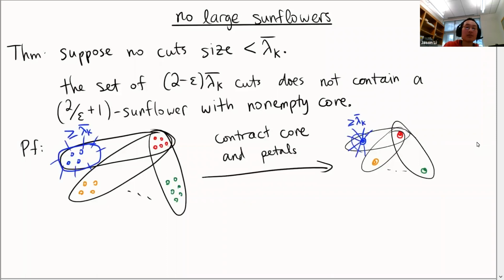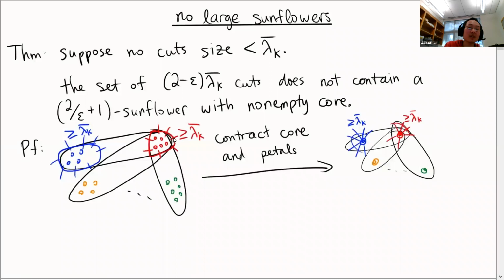Now, we've assumed beforehand that there are no cuts of size less than lambda k bar, for simplicity. So if we take the petal as a cut, this cut has size at least lambda k bar. Once we contract the vertices, we get a single vertex with at least lambda k bar edges out of it.